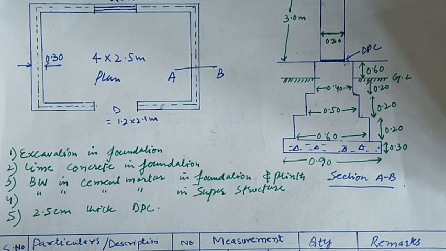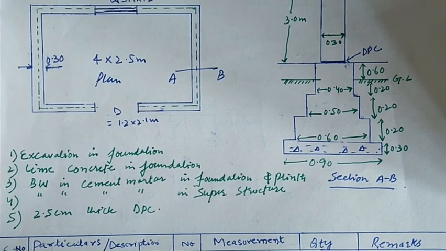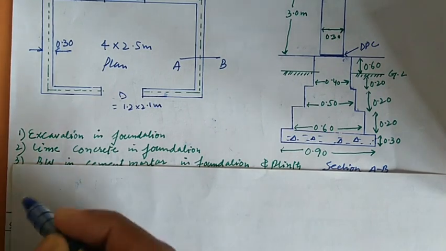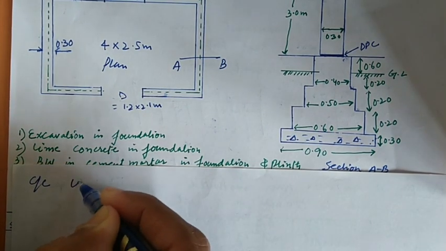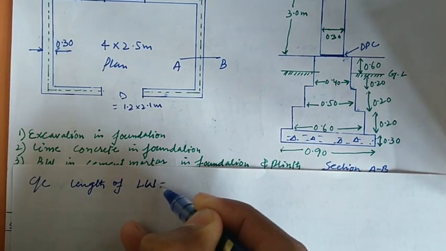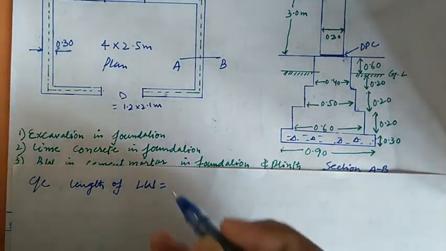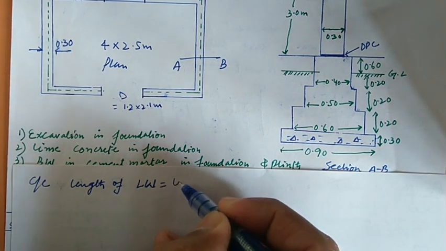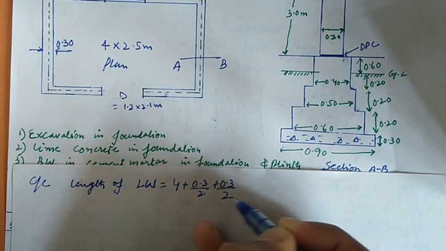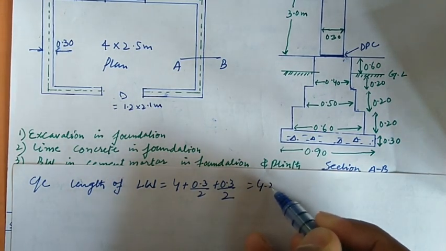So the first thing in this question is we have to find out the center to center length of the long wall, then we will find the center to center length of the short wall. So for this, let me calculate the center to center length of the long wall, and the formula is the inner length of the room, which is 4, plus half the thickness of wall on one side plus half the thickness of wall on the other side, that will be 4.3 meters.